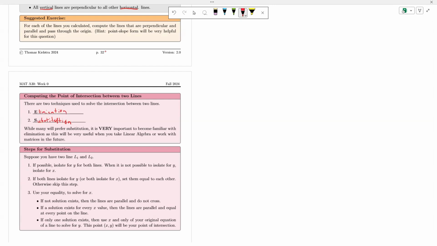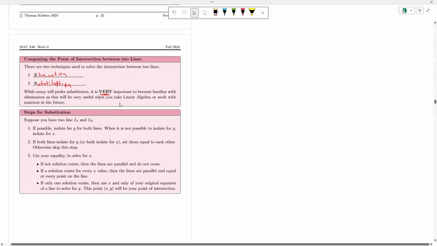While many students prefer substitution, it is very important to become familiar with elimination, as this will be very useful when you take linear algebra or work with matrices in the future. Row operations and Gaussian elimination, which is a technique you will eventually learn in linear algebra, is the generalization of the elimination technique. Now, we're going to first review our steps for substitution.